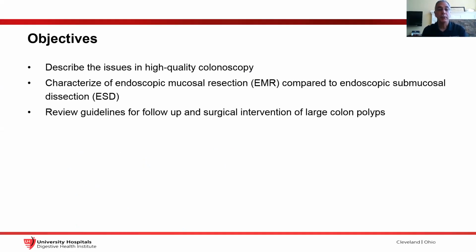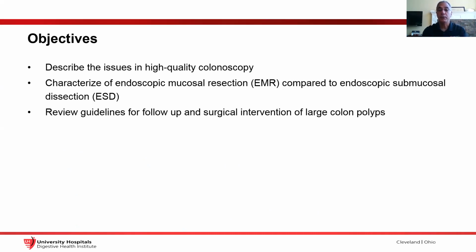I think it's important for us to review high quality colonoscopy issues, and then we'll go right into endoscopic resection with mucosal resection technique versus submucosal dissection. And then we'll cover the guidelines for follow-up and surgical intervention for large polyps.